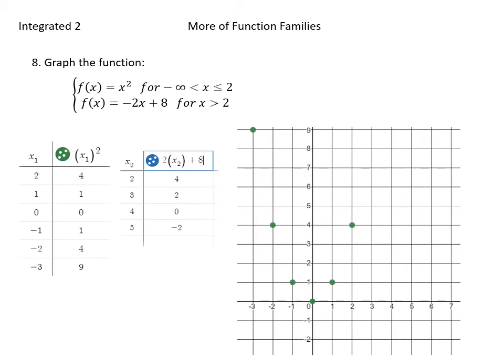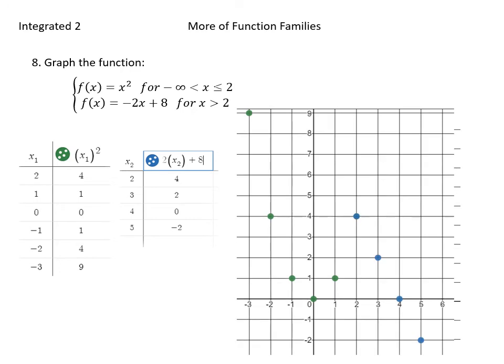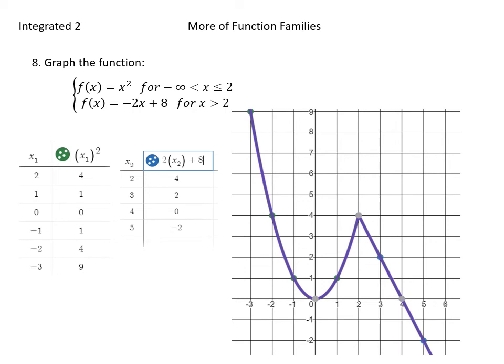So plug in 2, 2 times negative 2 is negative 4, plus 8 is 4, negative 2 times 3 is negative 6, plus 8 is 2, negative 2 times 4 is negative 8, plus 8 is 0, negative 2 times 5 is negative 10. Negative 10 plus 8 is negative 2. We plot those points, and then we draw a curve through it. So I would be looking for something like this as the graph that I pick.